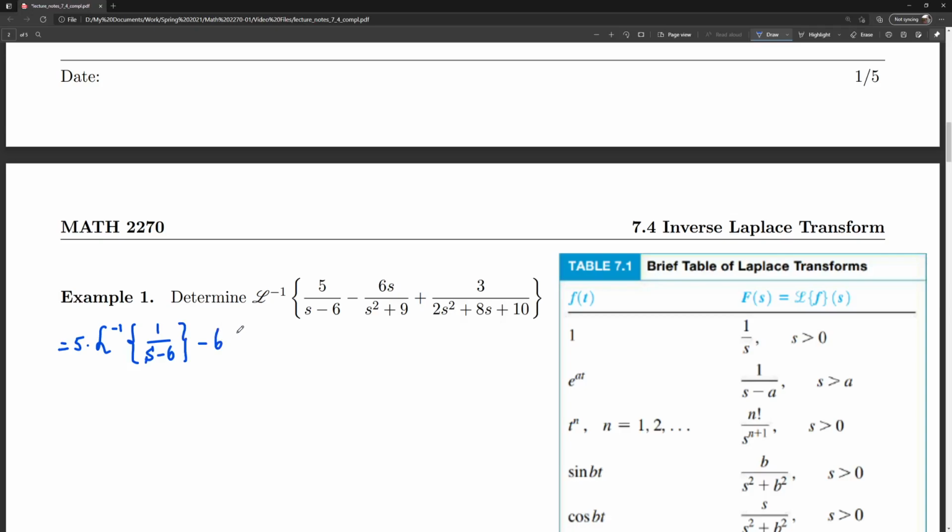minus 6 times the Laplace inverse of s over s squared plus 9, and then plus 3 times the Laplace inverse of 1 over 2s squared plus 8s plus 10.